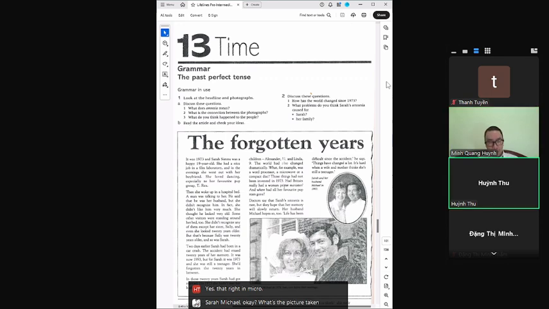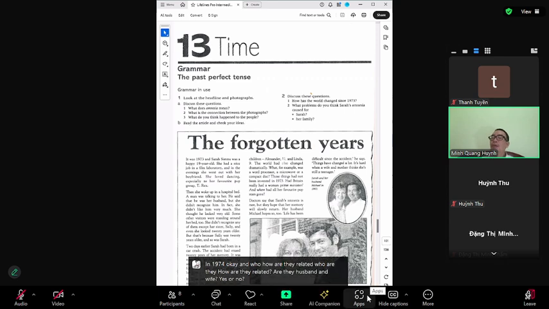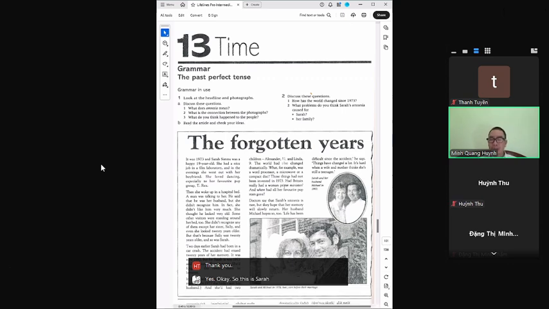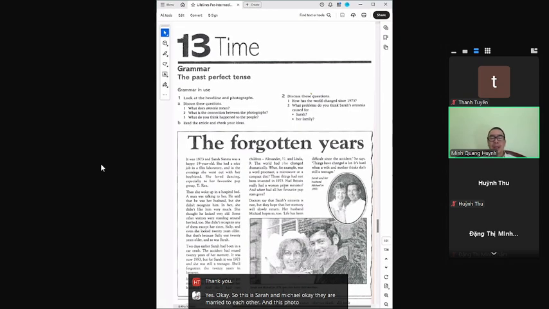When was the picture taken? When did they take the photo? In 1974. Okay. And how are they related? Are they husband and wife? Yes or no? Yes. Okay. So this is Sarah and Michael. They are married to each other. And this photo was taken in 1974, 2 years before their marriage.